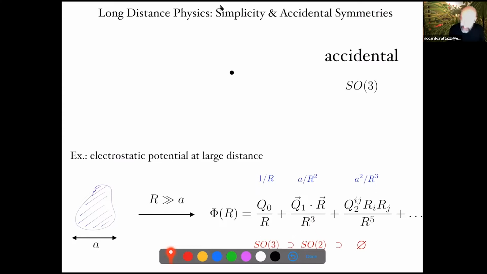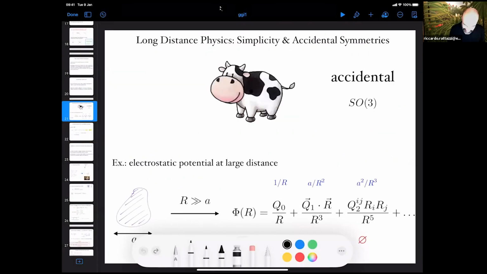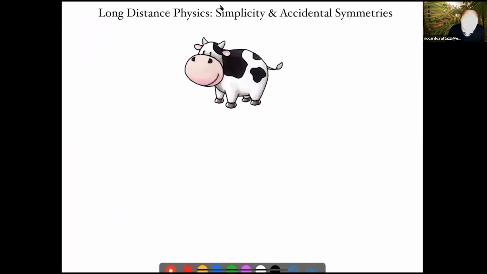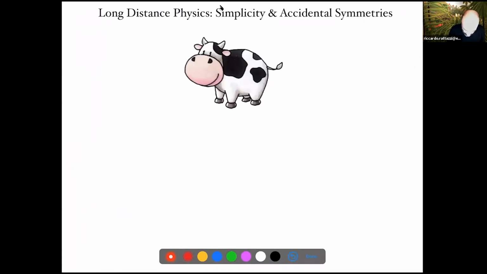Once you go to the next level, you have a quadrupole. Generically, you don't have any symmetry left. So then you really see these stages. If you want, you start with a point, then you get this, and then you get this. And that's it.